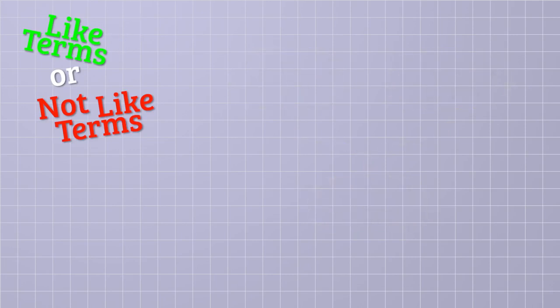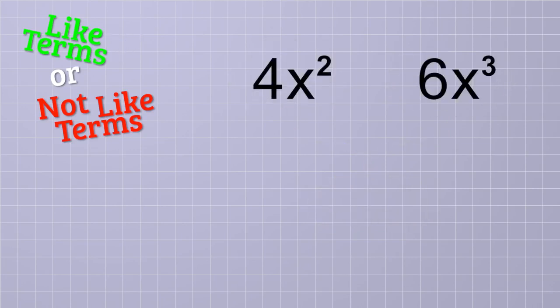Our next pair of terms is 4x squared and 6x cubed. Are these like terms? Nope. Even though the variable is x in both cases, the exponents are different. So the variable parts are not the same.